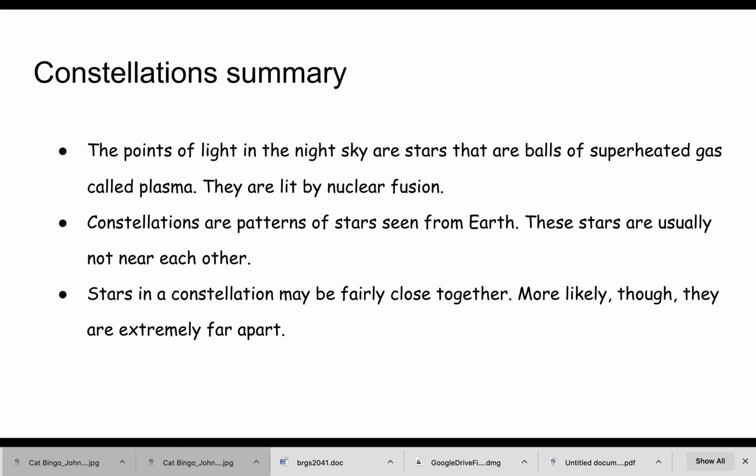So in summary, the points of light in the night sky are stars that are balls of superheated gas called plasma. They are lit by nuclear fusion. Constellations are patterns of stars seen from Earth. These stars are usually not near each other. And stars in a constellation may be fairly close together, but more likely they are extremely far apart.